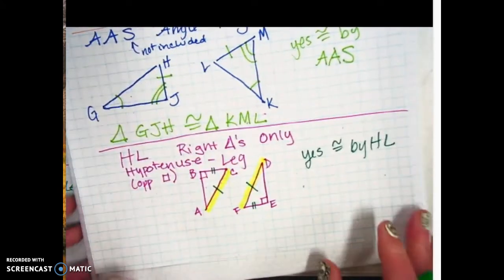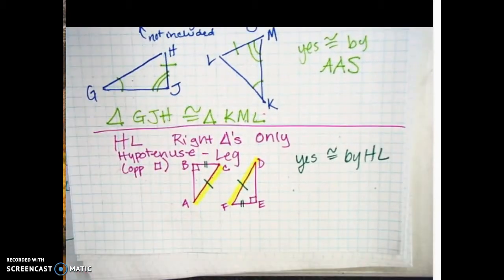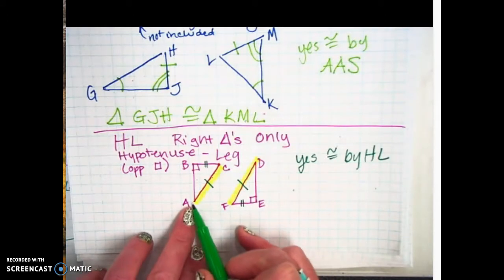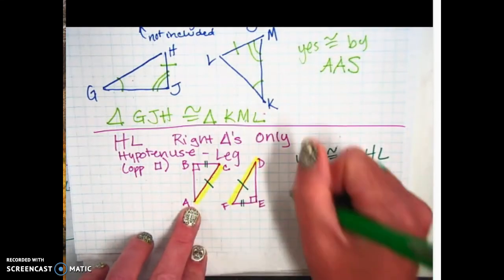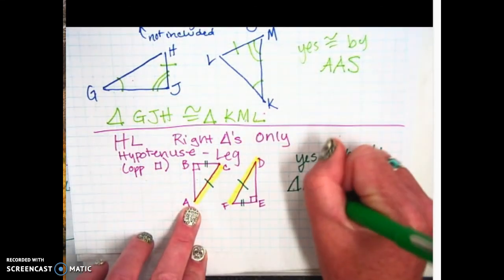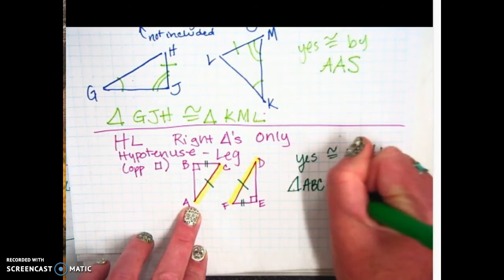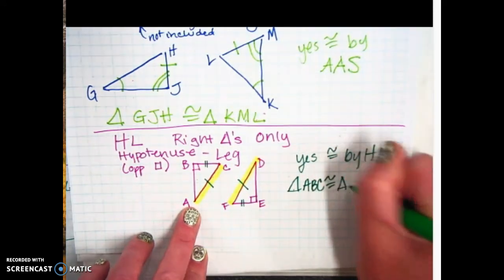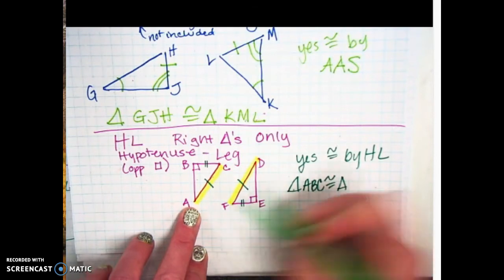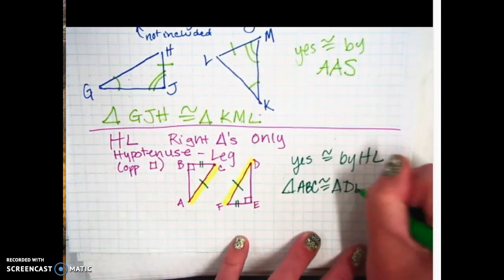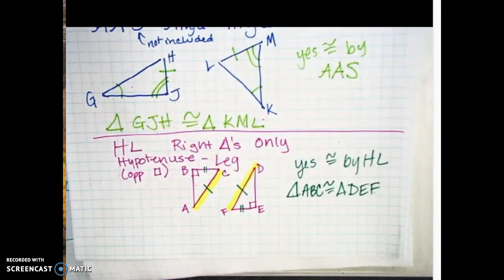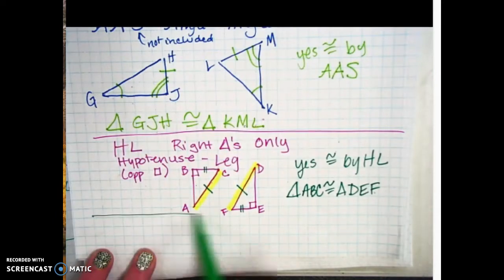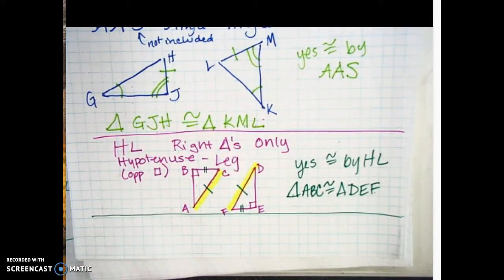And then we need to write statements of congruence. So for this one, I'm just going to go ABC, triangle ABC is going to be congruent to triangle DEF. Just make sure you follow the same order. Right? Any questions on hypotenuse leg?